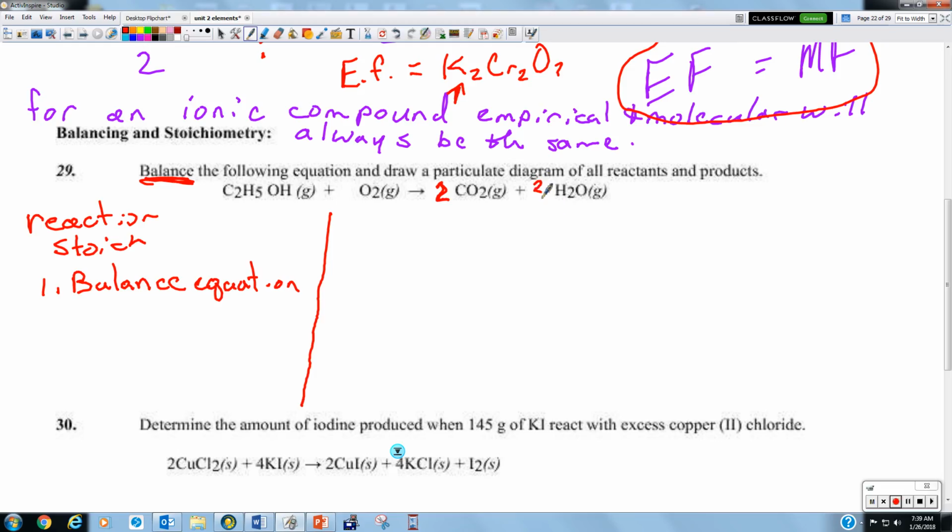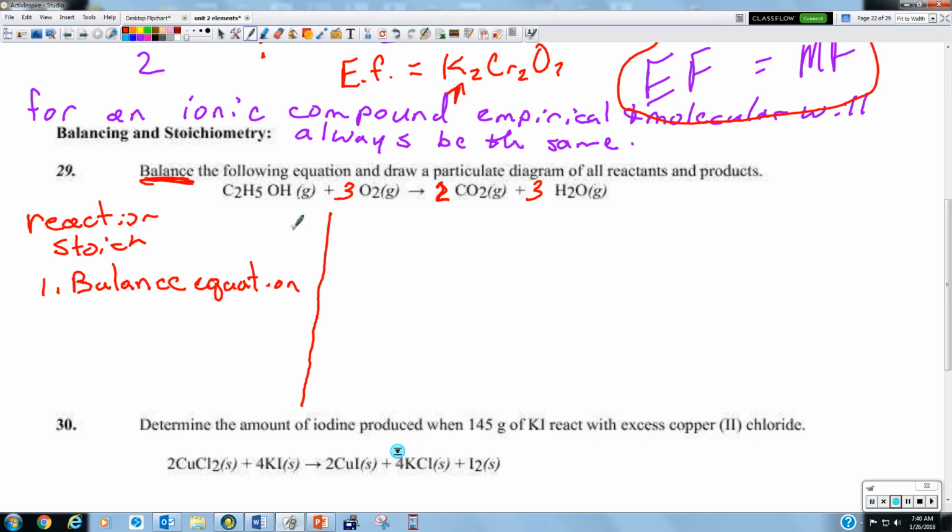Put a coefficient of 3. So that's going to give me 6 hydrogens. Now I have 6 hydrogens on each side. With doing that, 2 times 2 is 4, 3 times 1 is 3, so 7 oxygens total. I have 3 oxygens over here, so if I put a 3 there, that gives me 6 plus 1 oxygen, and it's balanced.